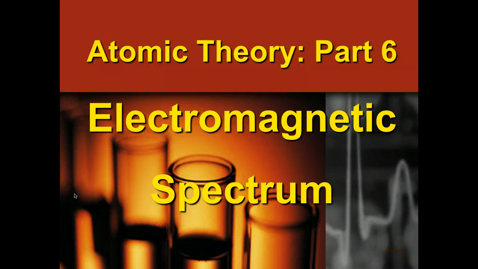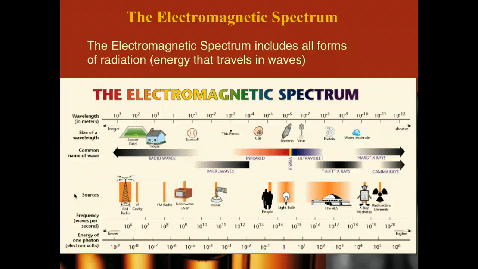Today we're going to talk about the electromagnetic spectrum. The electromagnetic spectrum includes all forms of radiation, in other words, energy that travels in the form of waves. And this is a cool diagram. We looked at it in class. If you want to study it a little bit more, it's here.